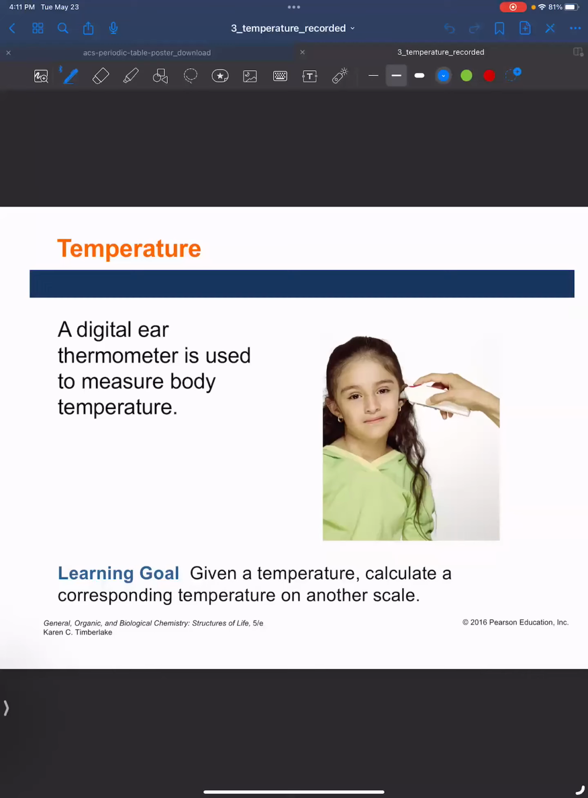Hi everyone, welcome back. The learning goal for this video is, given a temperature, you should be able to calculate the corresponding temperature on another scale. So you can see here, a digital ear thermometer is being used to measure body temperature. So you're measuring temperature quite often. You'll also measure temperature in the laboratory with our digital thermometers.